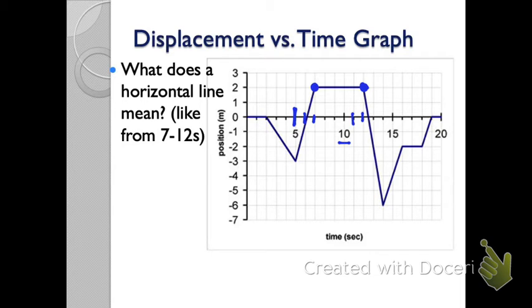So what does a horizontal line mean? Yeah, Eduardo. That's right. This would mean I'm standing still. Because from 7 to 12 seconds, my position or my displacement stays at 2 meters. It does not change. So if I stay at 2 meters for 5 seconds, that means I'm literally standing still. My position is unchanging.